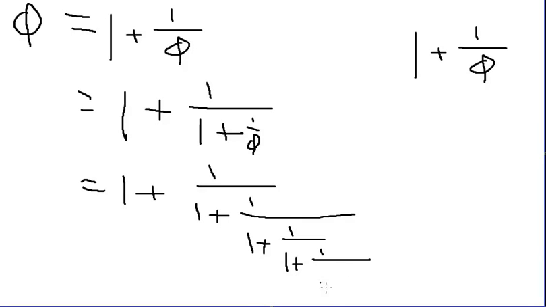But then instead of phi, I'm going to write 1 plus 1 over, but then instead of... and you see how this keeps going forever? Every time you replace a phi with 1 plus 1 over, but then instead of writing phi, you replace it with 1 plus 1 over, and you see that this continues forever. So phi, the golden ratio, has this continued fraction.